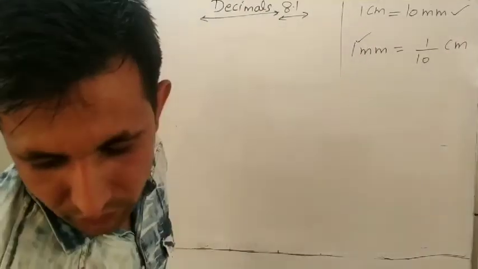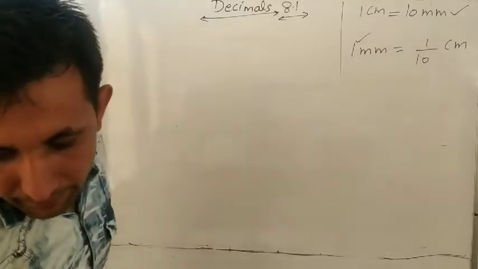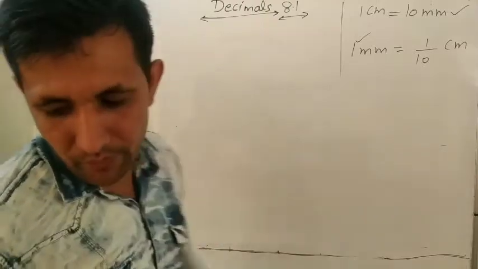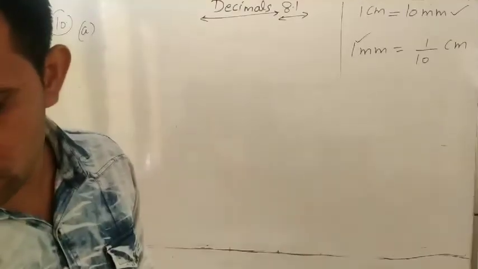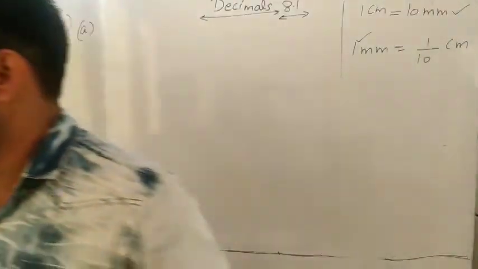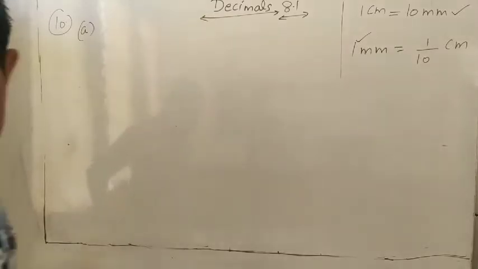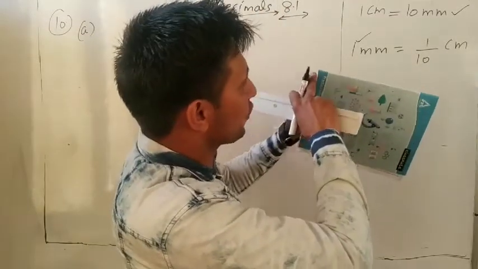Next is the last question. 10th question. A part I will write and B part you will write yourself. Okay. Write the decimal number. Next is the length of Ramesh's notebook. It is given the length of Ramesh's notebook. So we have to first find what the length is. Length is 9 centimeter 5 mm. So right.